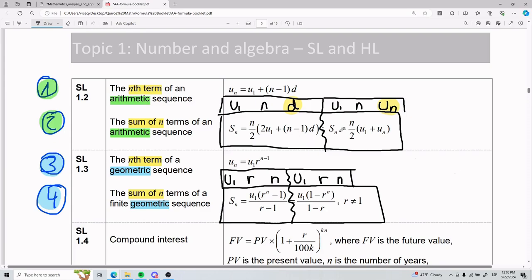What was the difference? And so you're going to do the same exercise as you did now and say, okay, so there's two equations here. For the one on the left, you need n, u1, and d. So you're going to write that down. And for the one on the right, you need n, u1, and only un. And so that's the main difference here. That is a big hint for which one can be more useful than the other one.